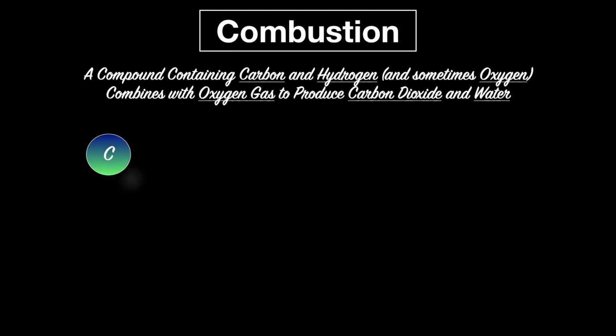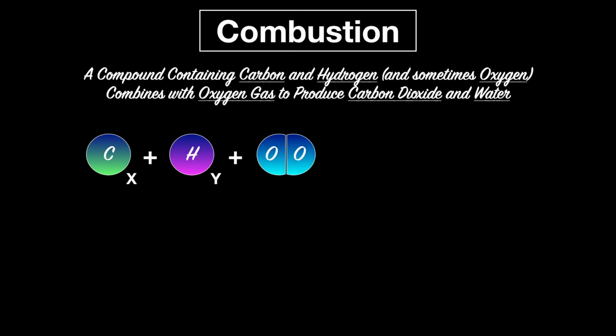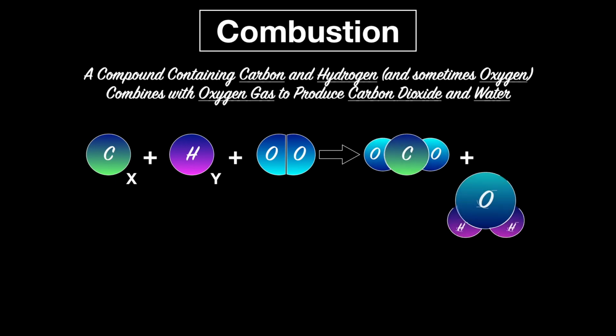So let's say we have this carbon, and I'm just putting an X subscript here to represent that it could be any size. And we have this added with a hydrogen. And again, I'm going to put a subscript here to represent any quantity of hydrogens and carbons present. We add oxygen gas, which is O2, which I'm representing here, and we go through a chemical reaction. And what we get is carbon dioxide and water. So during combustion, we always get carbon dioxide and water, but it requires carbon, hydrogen, and oxygen gas molecules to go through this combustion reaction.